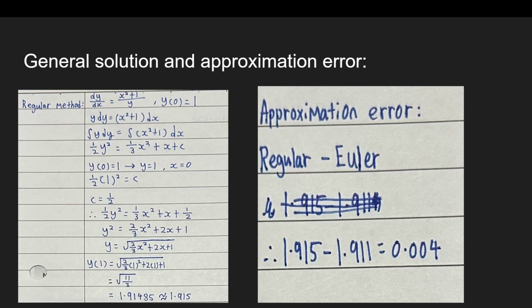Okay, so now I'll be solving the equation using the regular method and finding out the approximation error. So to solve this equation regularly, we will just separate all the y's and x's to one side each and solve them accordingly as shown in the workings here. And eventually you would get a value that's about 1.915 rounded to 3 significant figures. And to find the approximation error is simply the regular method minus Euler's method, which is 1.915 minus 1.911 as calculated from the Excel before, and this gives a value of 0.004.